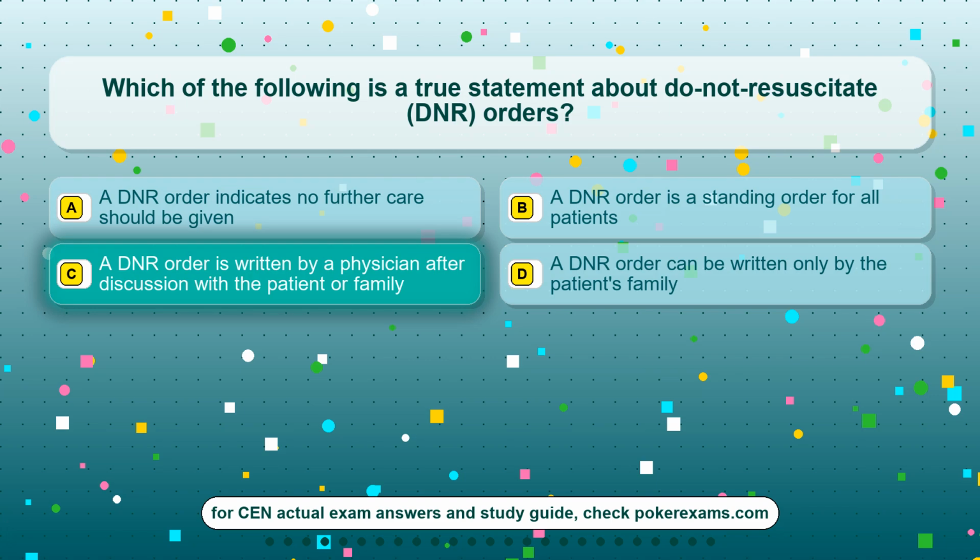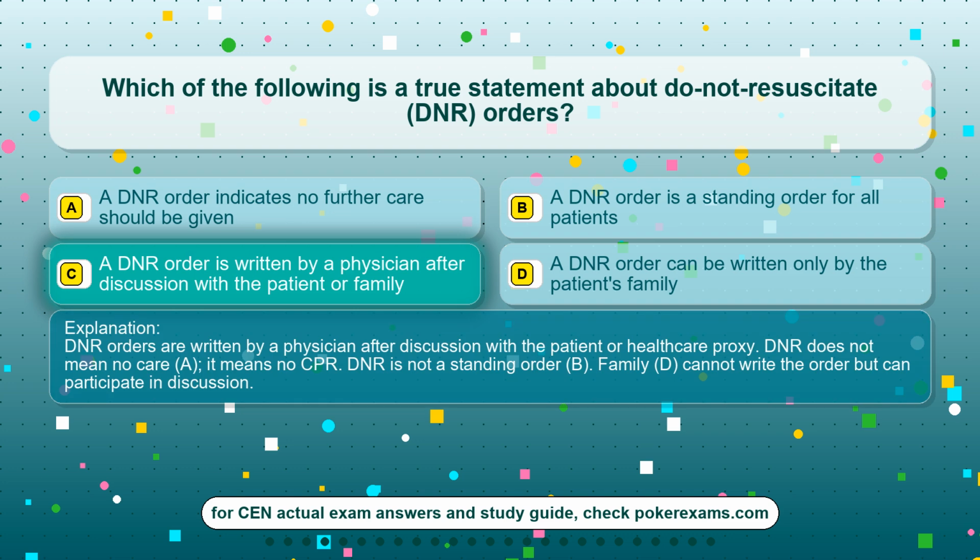The correct answer is option C. A DNR order is written by a physician after discussion with the patient or family. DNR orders are written by a physician after discussion with the patient or healthcare proxy. DNR does not mean no care, A. It means no CPR. DNR is not a standing order, B. Family, D, cannot write the order but can participate in the discussion.